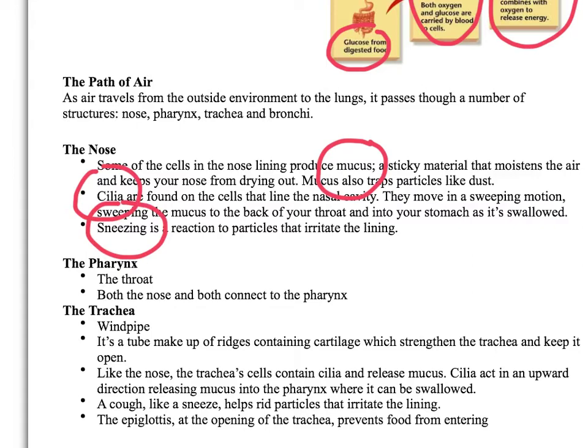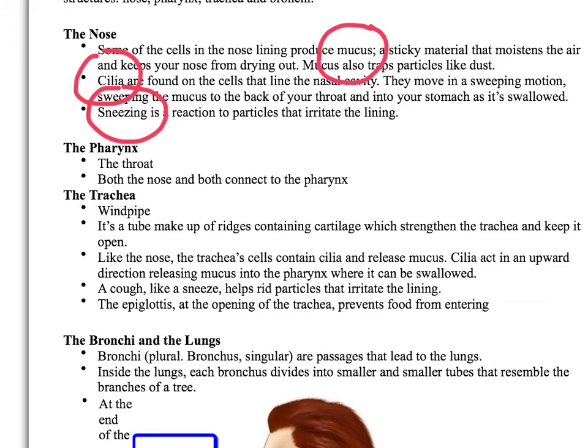The pharynx, or the throat, is where the nose and mouth connect. There's a typo here. So it's where the nose and mouth connect, and this is called the pharynx. It's where the digestive system and the respiratory system meet. The trachea is basically your windpipe. So food enters your pharynx, it goes into the esophagus. Air enters your pharynx, it goes into the trachea.